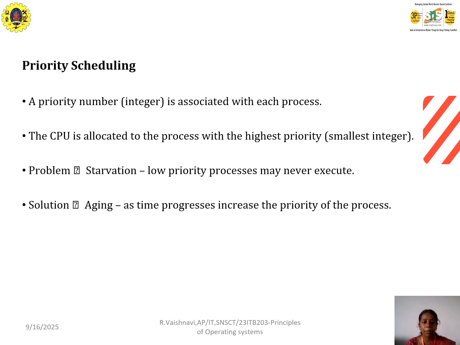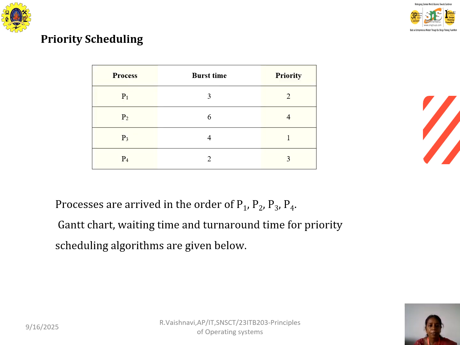And then here we have the problem of starvation. That is, a low priority process may never execute sometimes. The solution for starvation is aging. As the time of processes increases, the priority of the process increases.